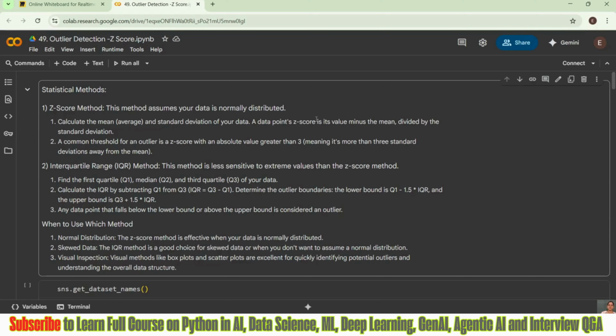We define a common threshold value, which is going to be compared with the Z-score we get. Here we are keeping that value as 3. If the Z-score is greater than 3, that means the point is more than 3 standard deviations away from the mean.